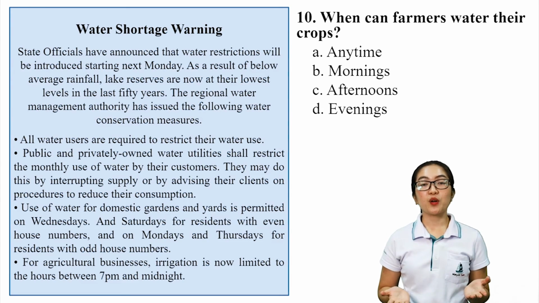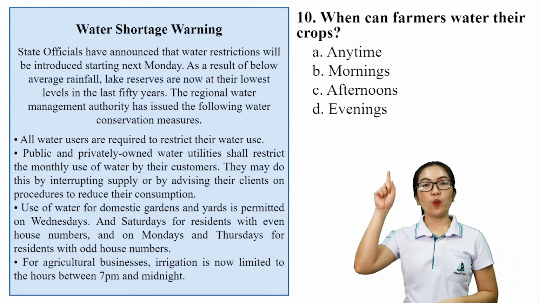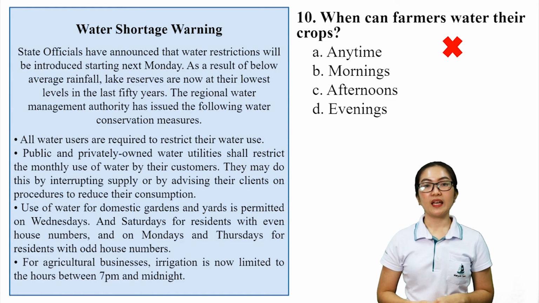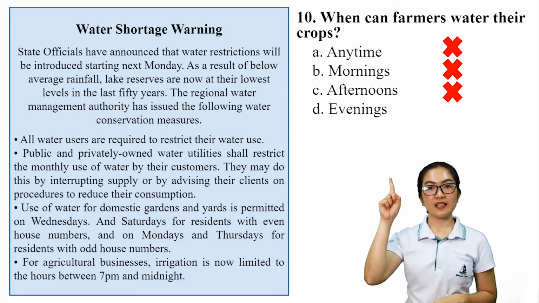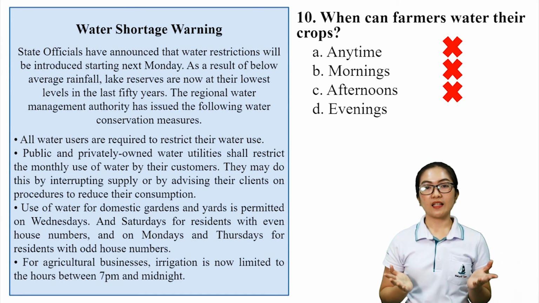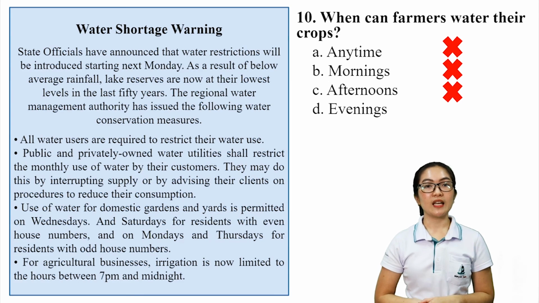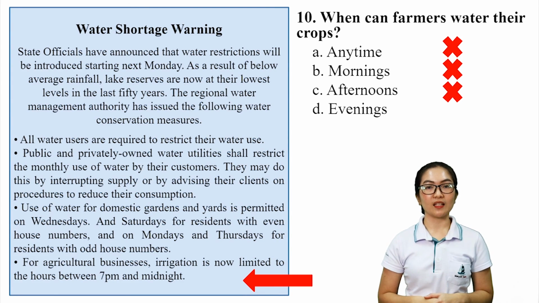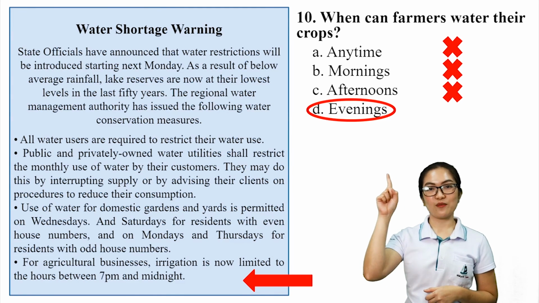Last but not the least, question number 10. When can farmers water their crops? Letter A, anytime, is absolutely out of context, since they should even have to conserve water, while letters B and C did not mention any specific time. Farming is an agricultural business, which is mentioned in the last part, and it says it's limited in the hours of 7 p.m. and midnight, which falls on the evenings. And so, the answer is perfect. Letter D, evenings.